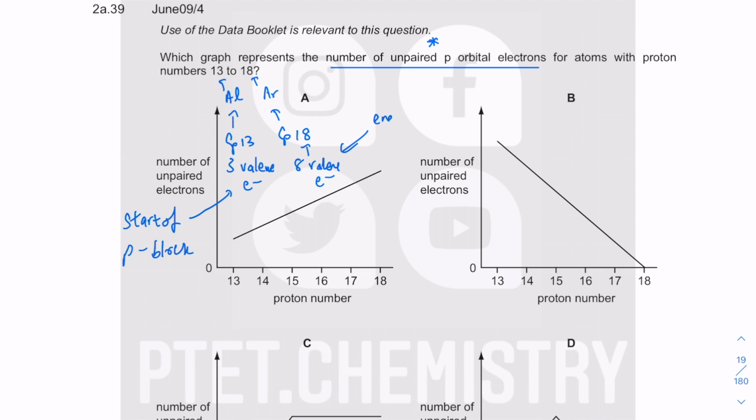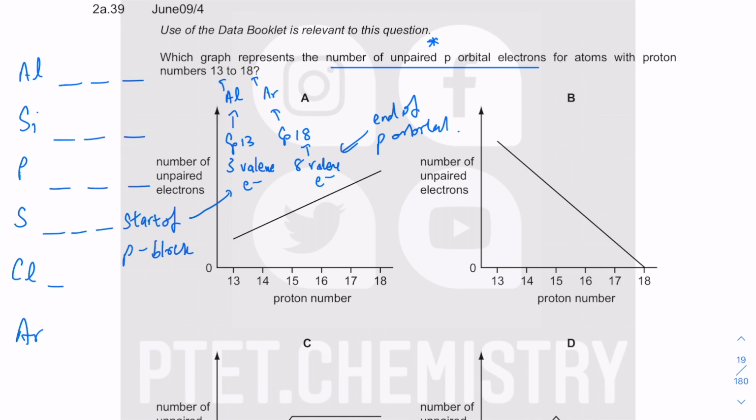Okay, so this is the end of the p orbital. If I just do for all of them: aluminium, silicon, phosphorus, and then after group 5 is group 6, you have sulfur, you have chlorine, and you have argon, like that. So p orbitals are degenerate, meaning they have the same energy. There are 3 lots in one set.